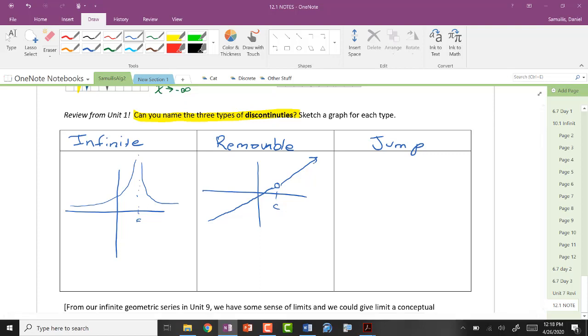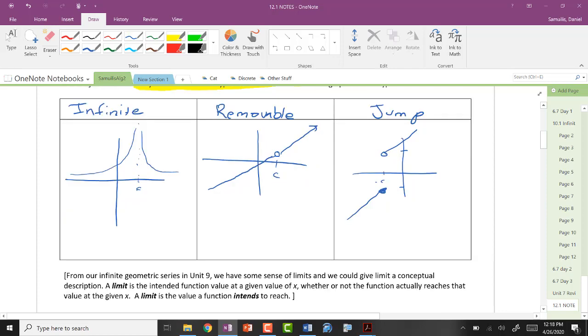And then lastly was the jump discontinuity. A jump discontinuity means that the limit from the left side and the limit from the right side have 2 distinct values. So a jump discontinuity would look like something like this. As you're coming from the left, approaching this c value, and as we're getting closer to that c value, the y values are very different. So coming from the right and coming from the left, our y values are approaching different values.